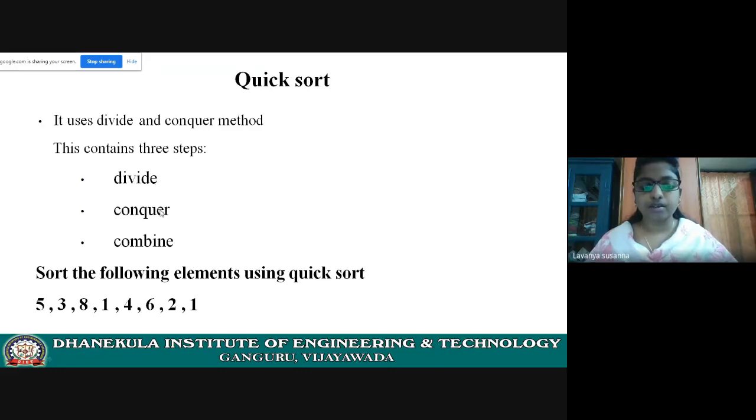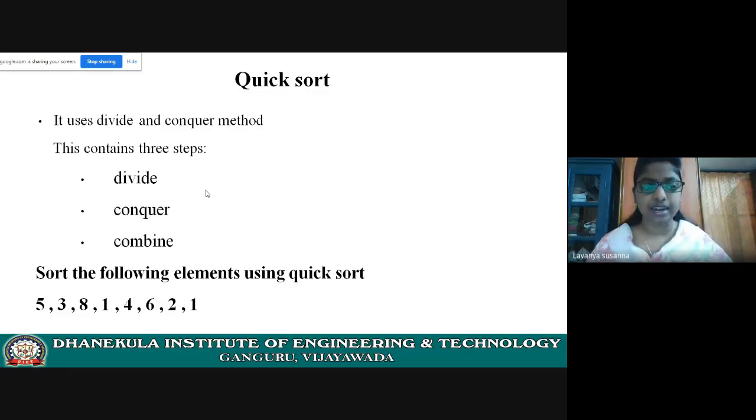Quicksort uses the divide and conquer technique. Divide and conquer means a large problem is divided into small sub problems. You solve those sub problems recursively. First the problem must be divided into small problems, and then you solve those sub problems recursively. After solving, you will get the solutions for each sub problem. Then you need to combine all the solutions so that it becomes the solution for the large problem. I hope you understood.